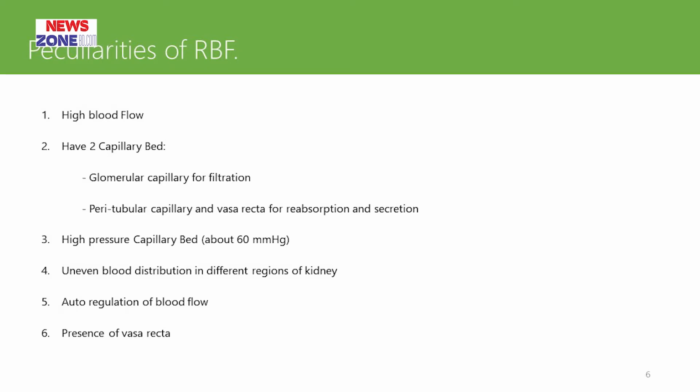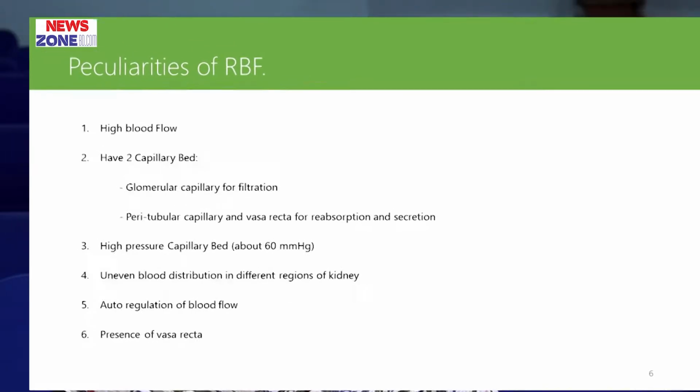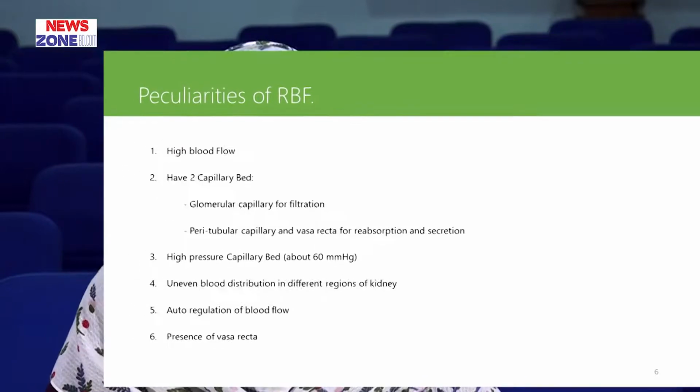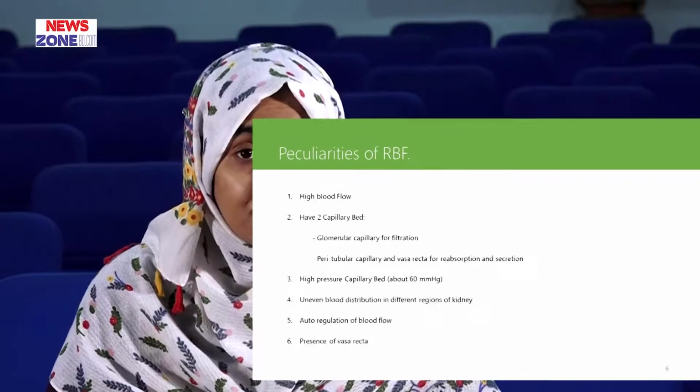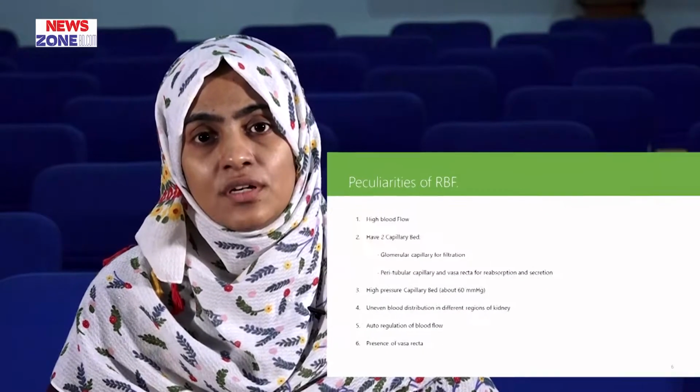And what is the function of the peritubular capillaries? The peritubular capillaries help in tubular reabsorption and tubular secretion. So the peritubular capillaries that originate from the efferent arteriole help in tubular reabsorption and tubular secretion. So this is the number one peculiarity, having two sets of capillaries in the kidneys.